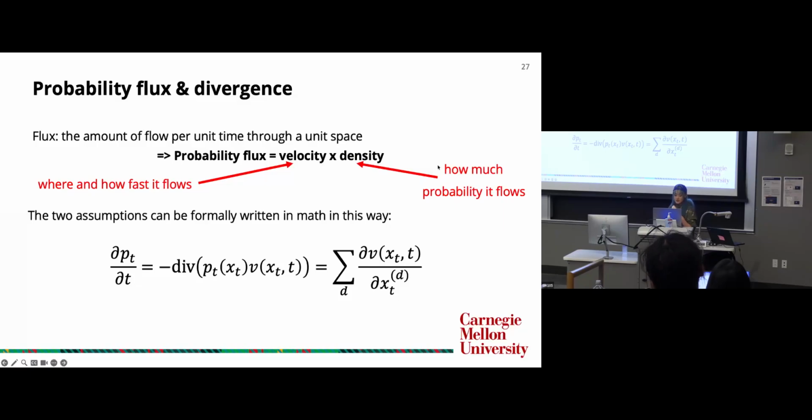Okay, but anyway, because of this, we can actually write the probability flux in math in this way. This is how much the probability changes infinitesimally through time, and this is what we call the divergence of velocity times density. And what is divergence? Divergence is what we have seen last class. It's the trace of the Jacobian. What it means is how much you change in every direction of the flow of the data space.